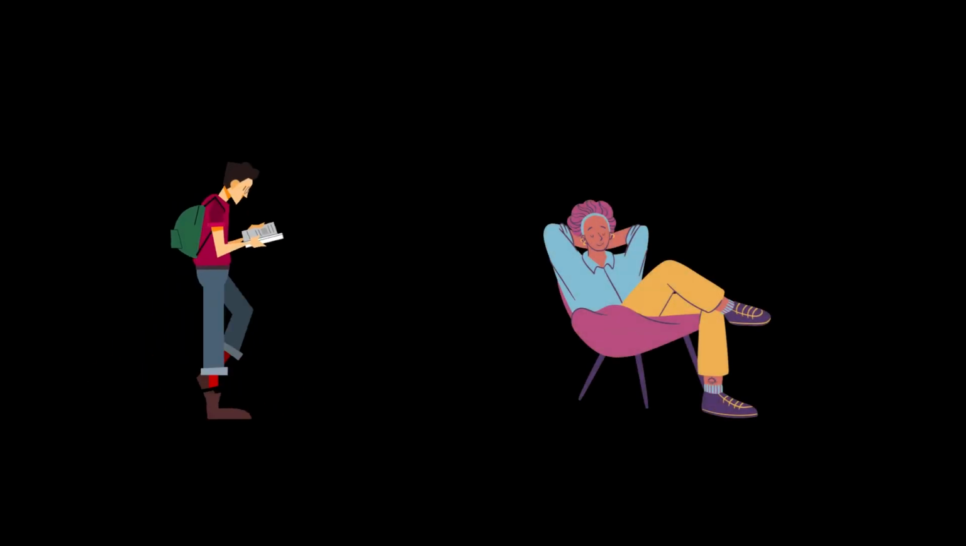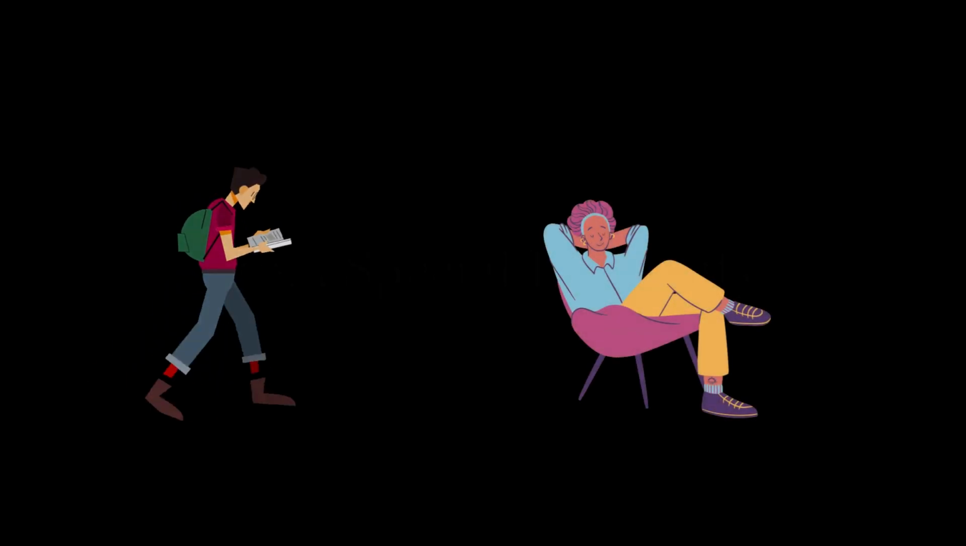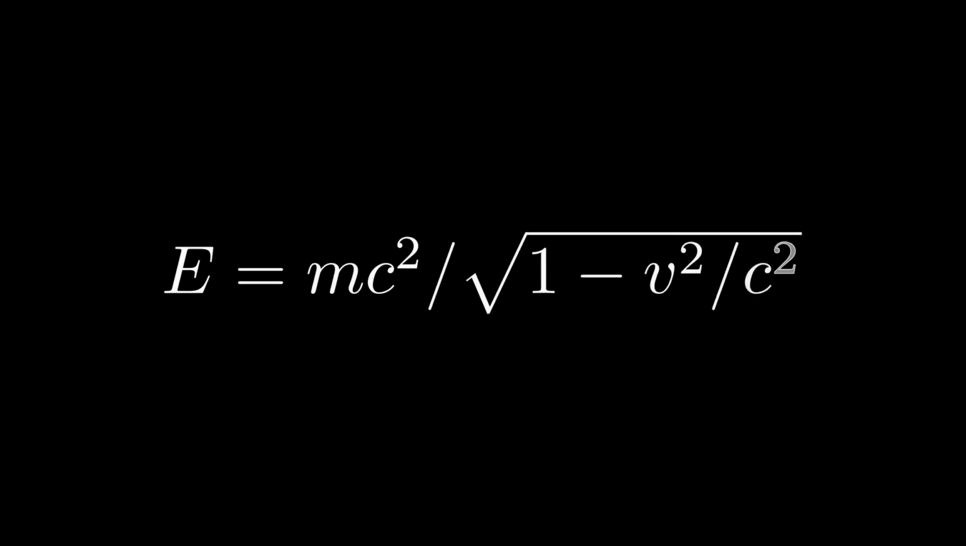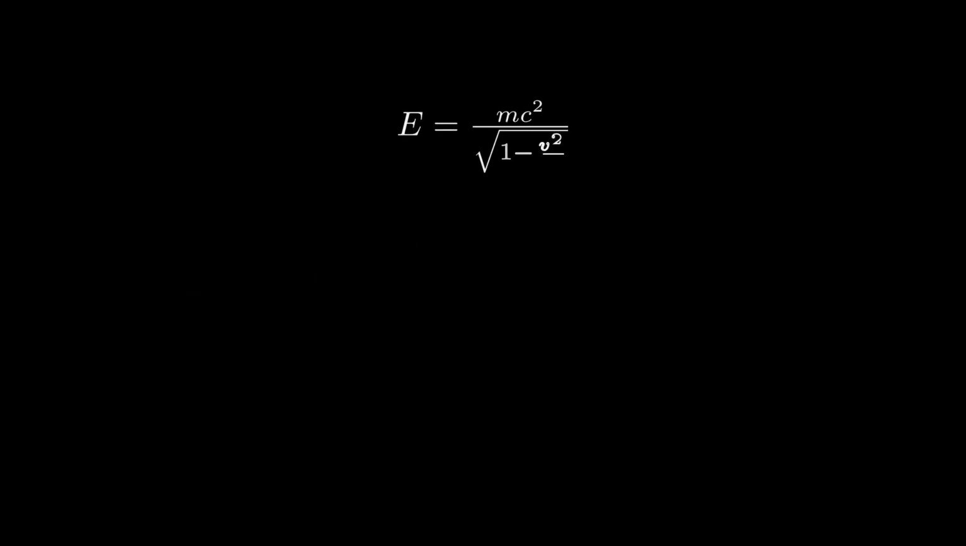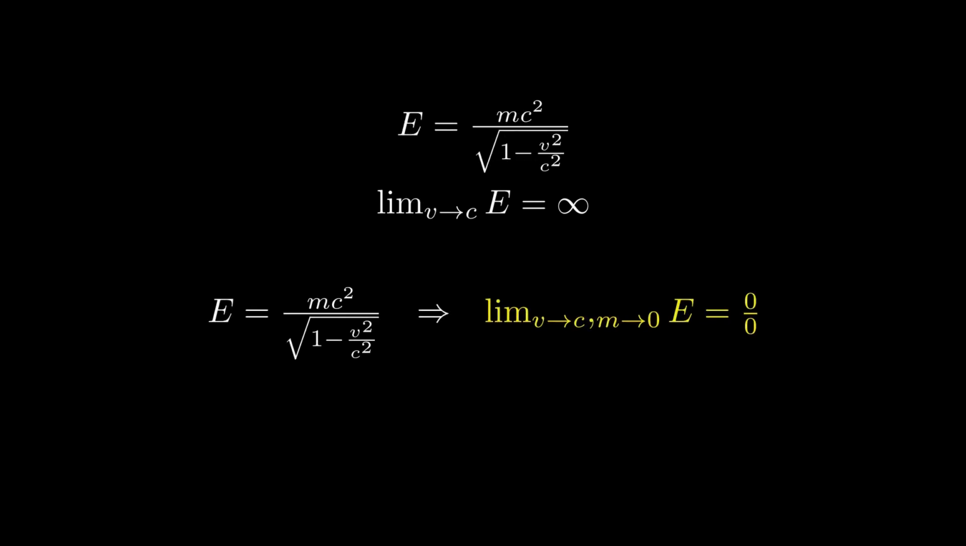There is this relativistic energy equation from special relativity, which tells how much energy a body has, whether it is moving or stationary. E equals mc squared over the square root of 1 minus v by c whole squared. c is the speed of light. v is the speed of the object moving through space. According to this equation, when we substitute v equal to c, E becomes infinite. The only way to avoid infinity is to make m equal to 0, so that we get an indeterminate form.